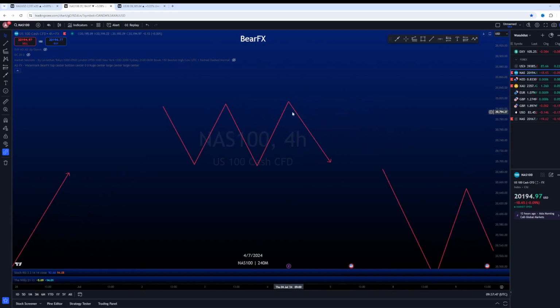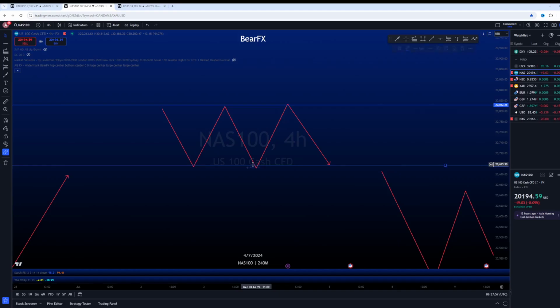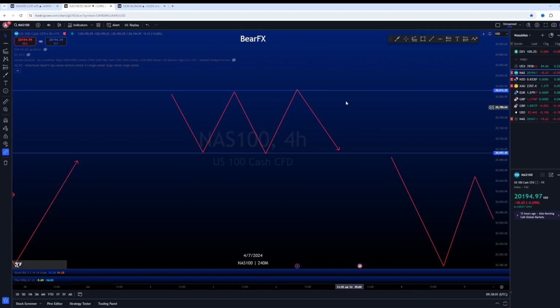And then price is ranging here, creating equal highs and equal lows. When price is ranging, you really want to leave it alone. I don't like getting in on a range. You always want to try and find the equal highs.